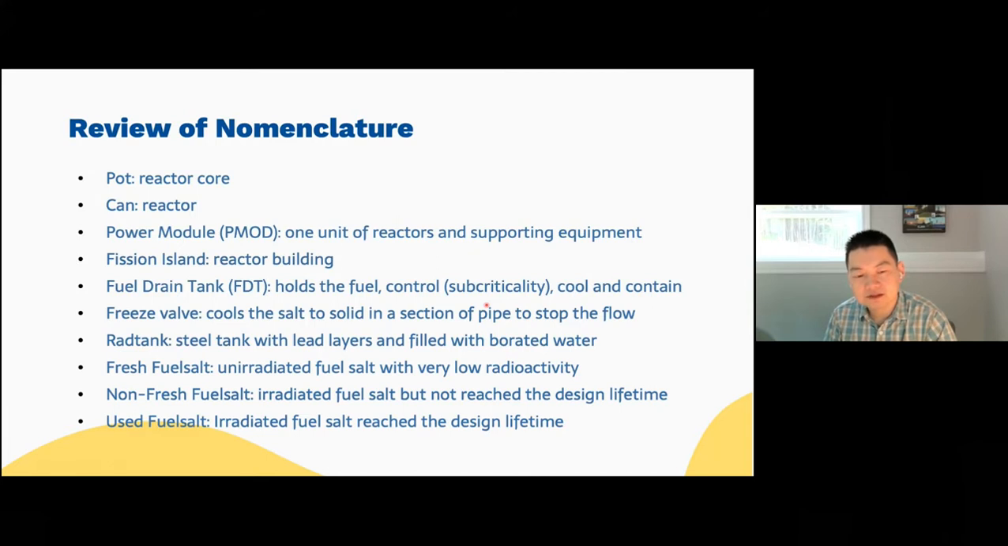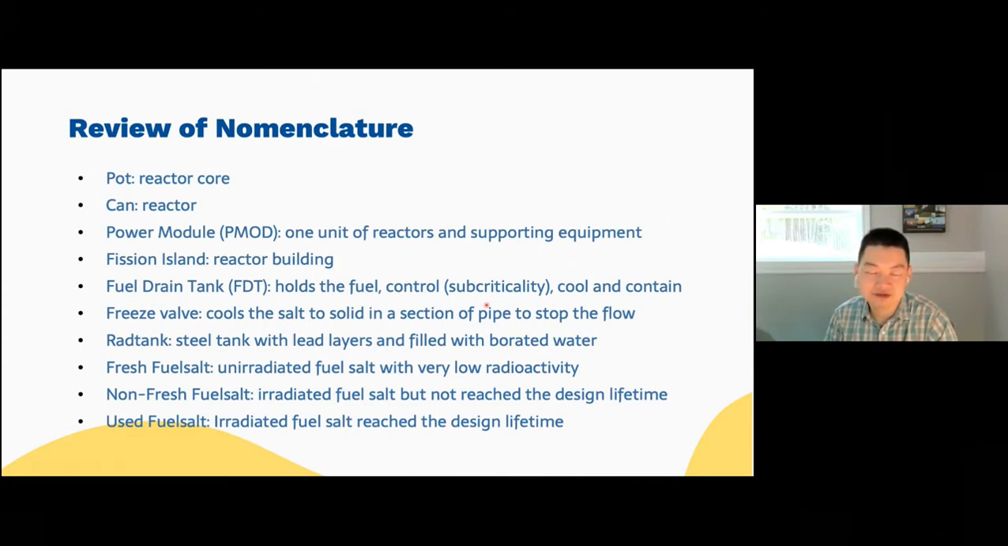because the fuel salt has a lifetime of 8 years, but the reactor itself only has a lifetime of 4 years. That means the fuel salt will be used in 1 can, then be transferred to another can for reuse. Because we're reusing the fuel salt, we have a definition called non-fresh fuel salt, which means the fuel salt has been used in 1 can, but still can be used in another can.